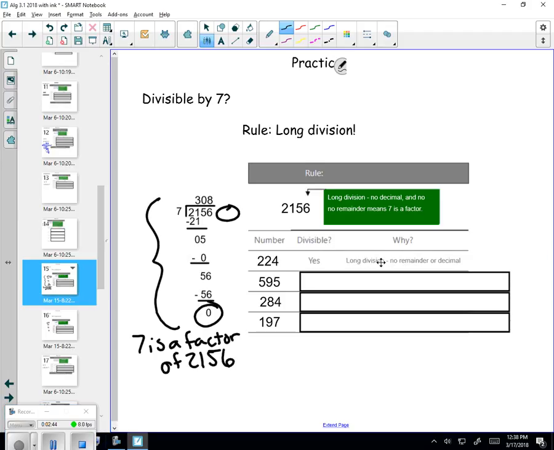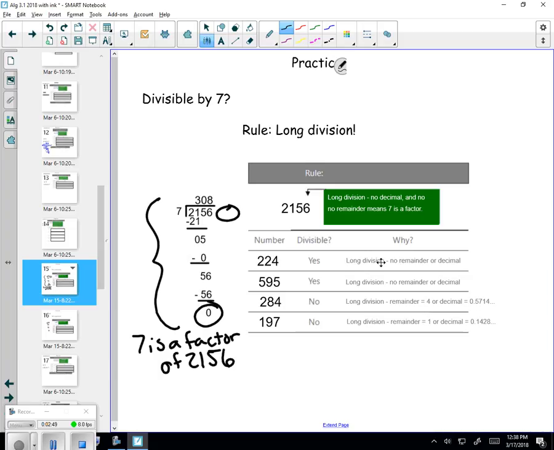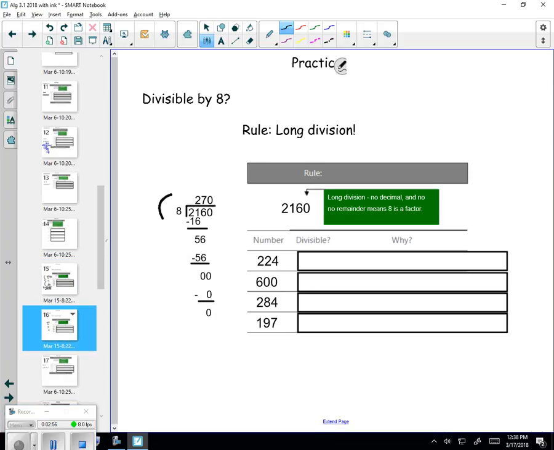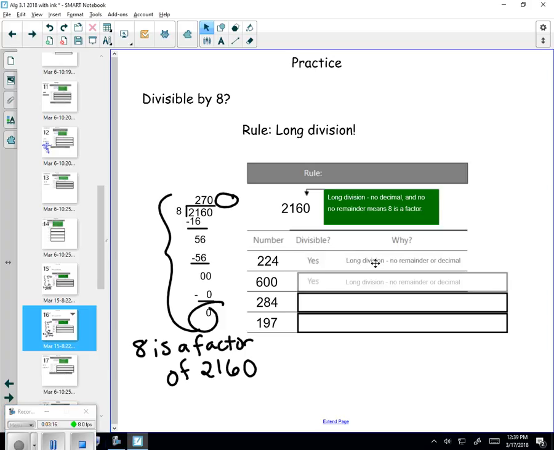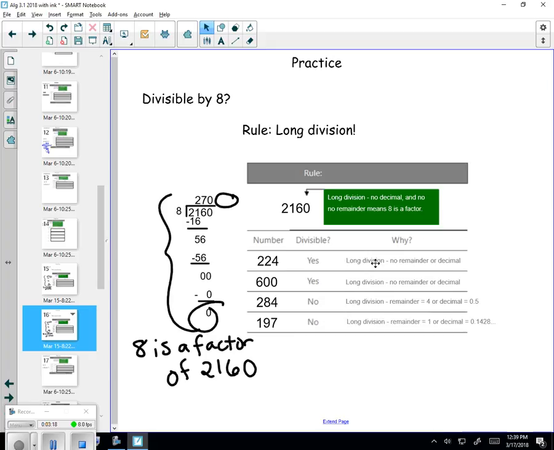Did you get 7 is a factor, 7 is a factor, 7 is not a factor, and 7 is not a factor? Let's look at some dividing by 8. Here we can see that there was no decimal piece and no remainder, which means 8 is a factor of 2,160. Pause your video and try these 4 problems to see if 8 is a factor. Did you get yes, yes, no, no?